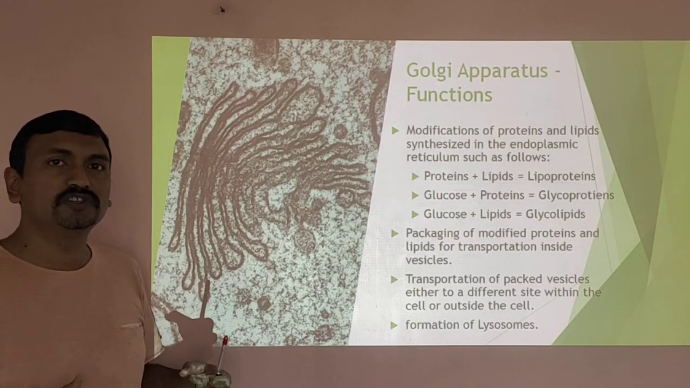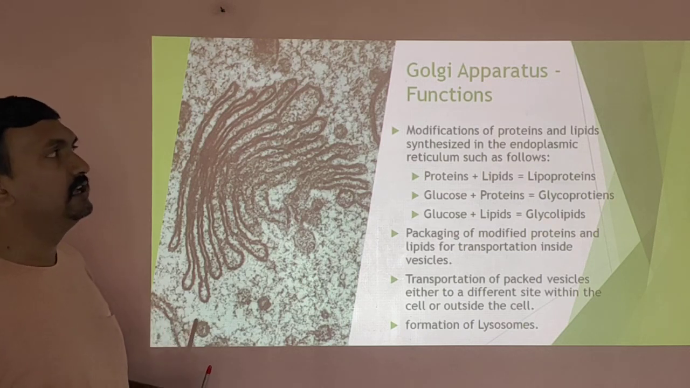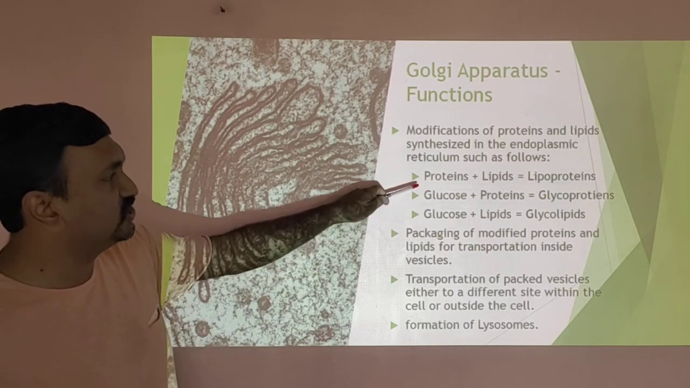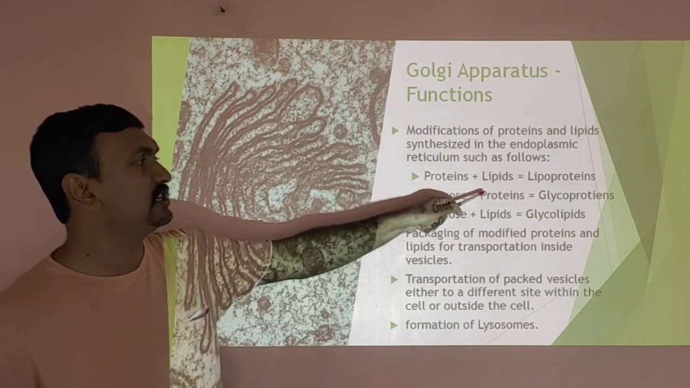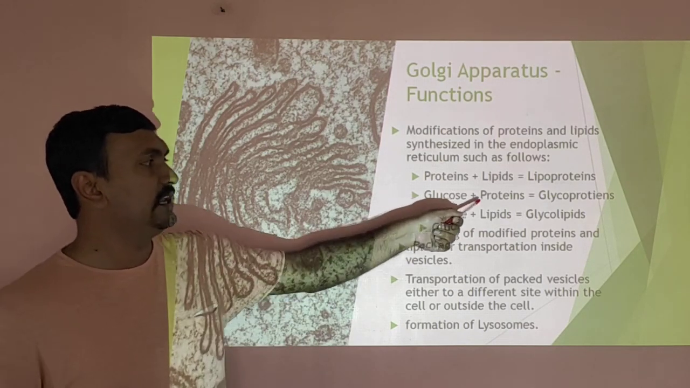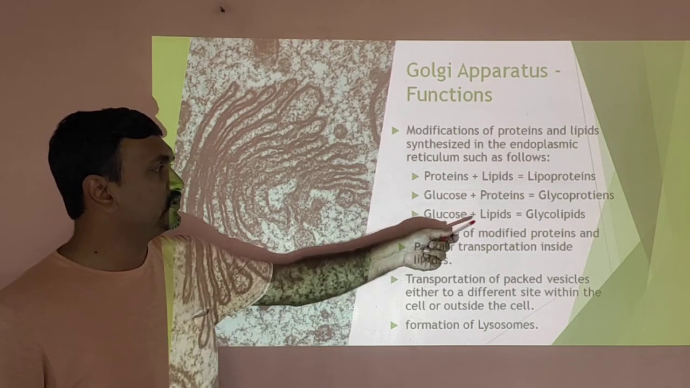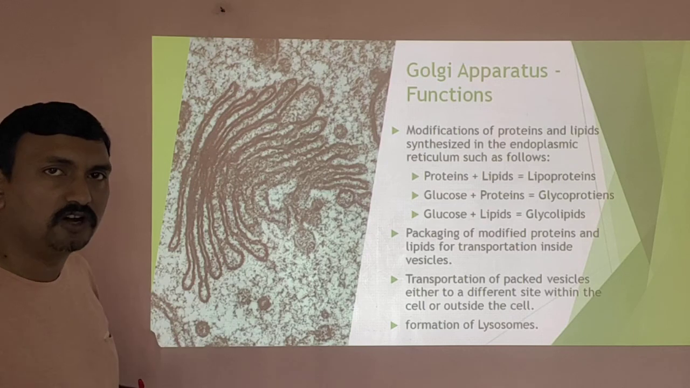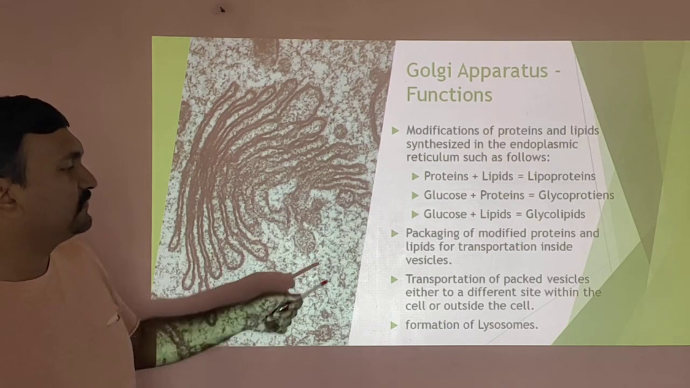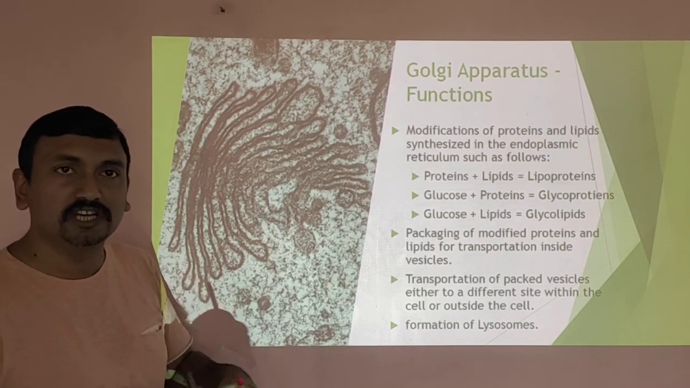They need to undergo certain types of modifications. Now these modifications are taking place inside the Golgi apparatus. Some modifications: proteins get associated with lipids and form what are called lipoproteins. Glucose gets associated with proteins and forms glycoproteins. Glucose gets associated with lipids and forms glycolipids. Once these modifications are carried out, the next function is packaging, because they need to be transported.